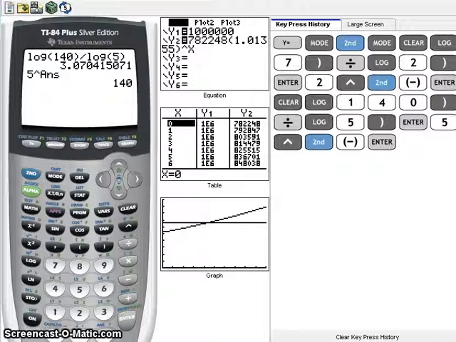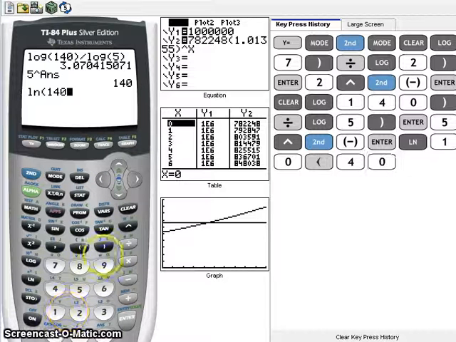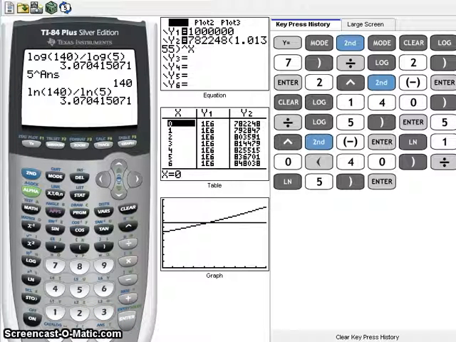So remember, you guys, you could use any old base. So if you wanted to, you could actually use ln here. You have ln on your calculator, which is a base e. So you could have said the ln of 140 divided by the ln of 5, and that's going to give you the same exact thing. Okay? Any base will work. We just happen to use the ones that are on our calculator. Okay? Are we good?